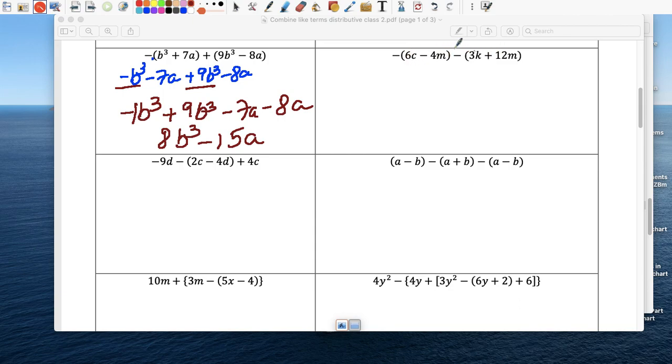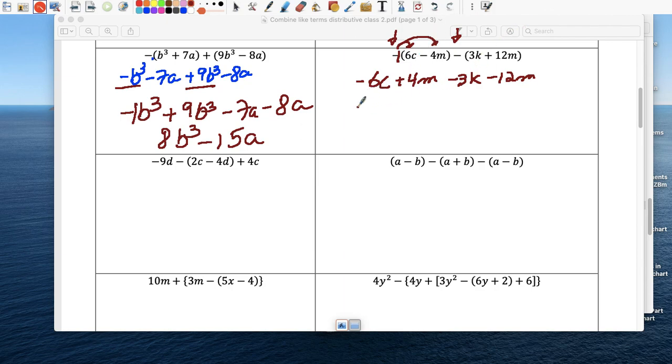Here, again, just combine like terms, but we got to remove the parentheses and be aware that there's a minus sign here and a minus sign here. If that's the case, when you remove the parentheses, that 6c is not 6c, it's negative 6c. And then negative 4m comes out as positive 4m. Same thing here. It becomes minus 3k minus 12m. So that's probably the easier way of doing it. Or you can pretend there's a 1 here and use the distributive property, and you'll realize you get the same thing.